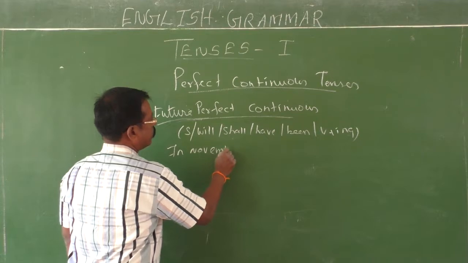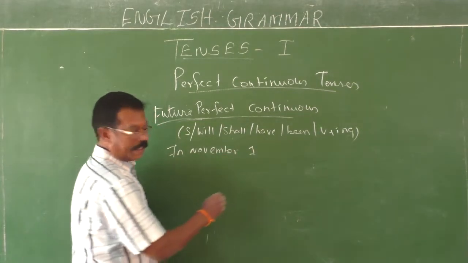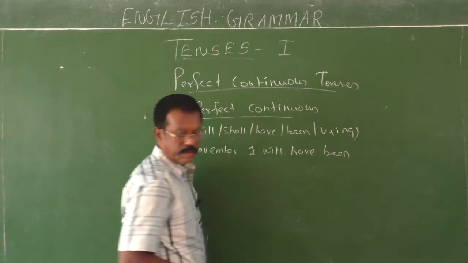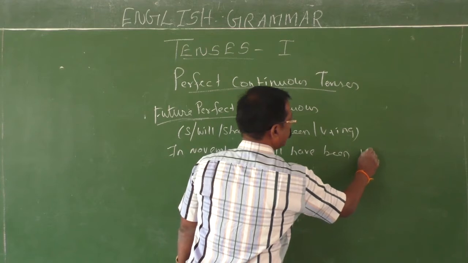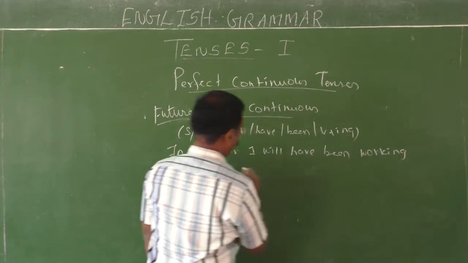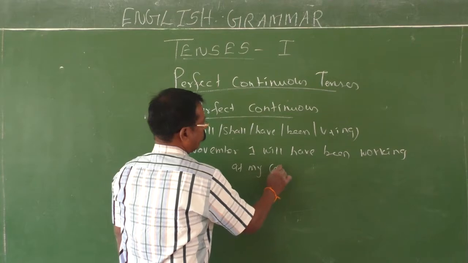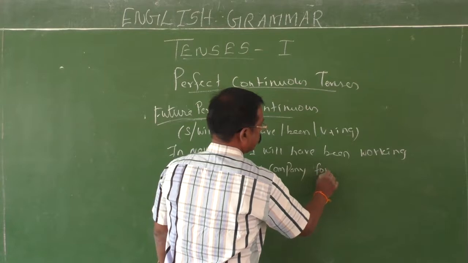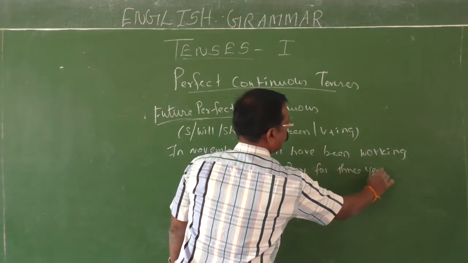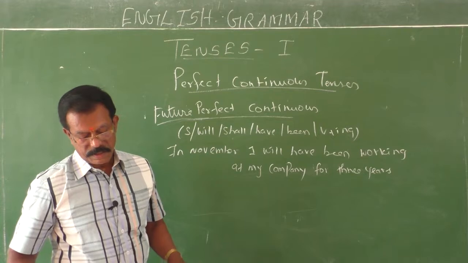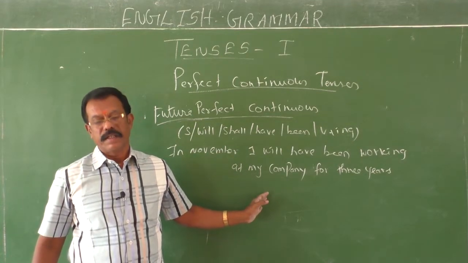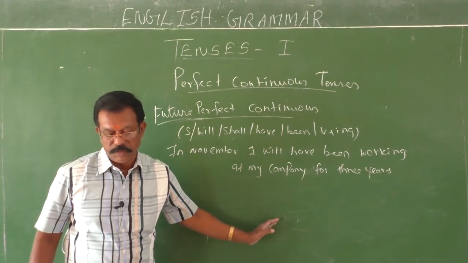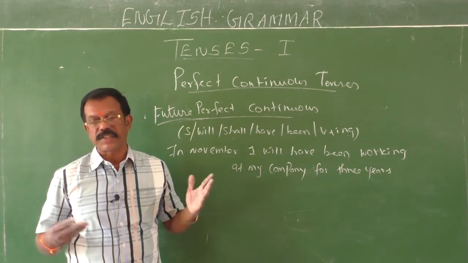In November, I will have been working at my company for 3 years. So what are all the keywords? By the time next month, by the time tomorrow, by the end of next year, by the end of next June. So this tense describes an action.